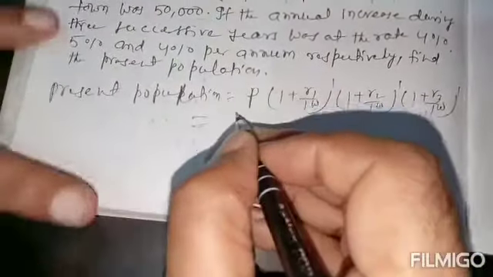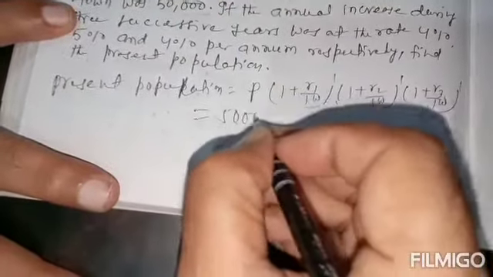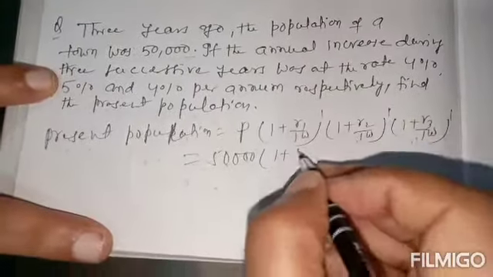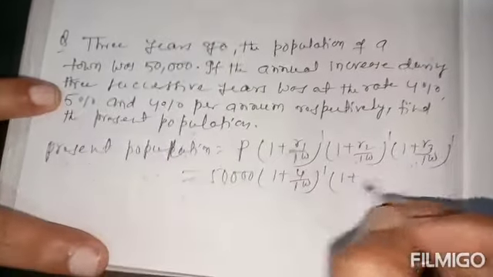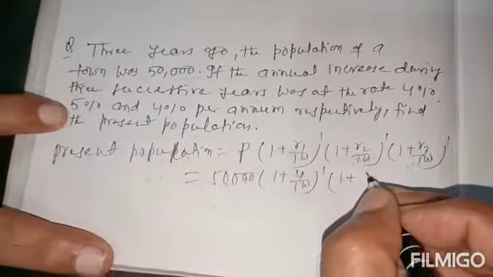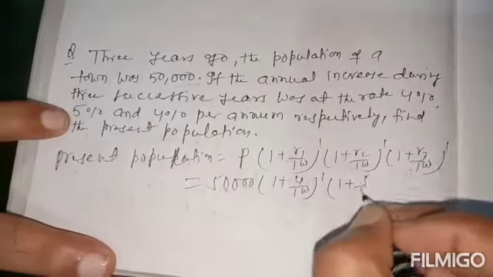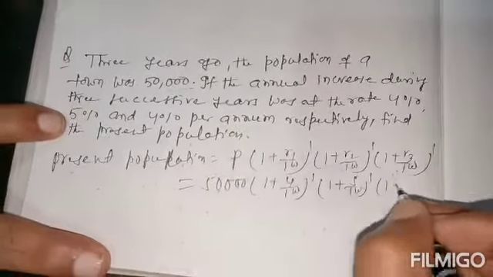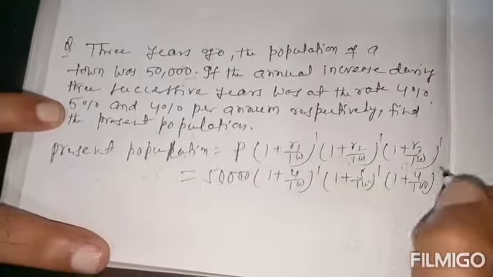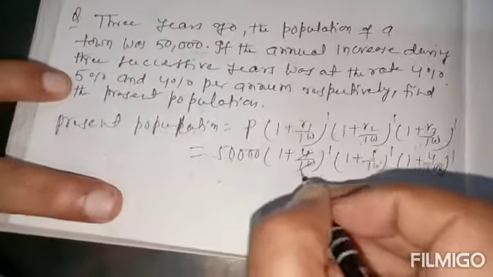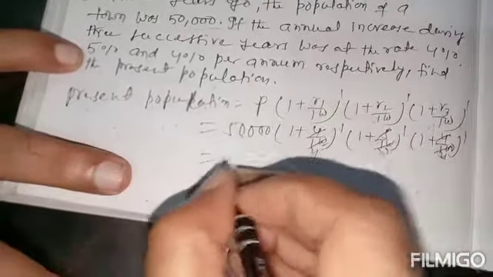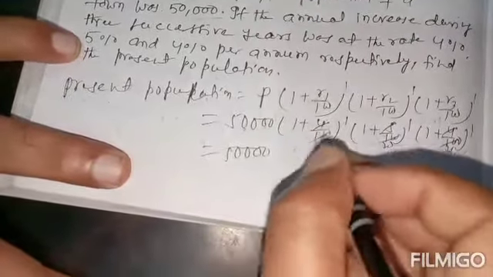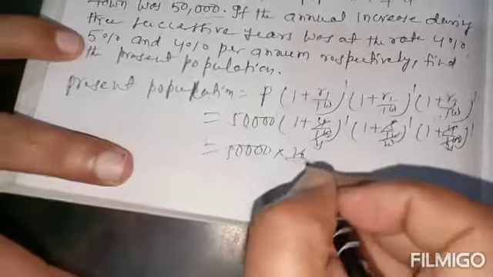So the previous population was 50,000. 1 plus R1 by 100, where R1 is 4, gives 26 by 25. The second increase rate is 5 by 100, giving 21 by 20. The third is again 4, giving 26 by 25. So it means 50,000 into 26 by 25 into 21 by 20 into 26 by 25.